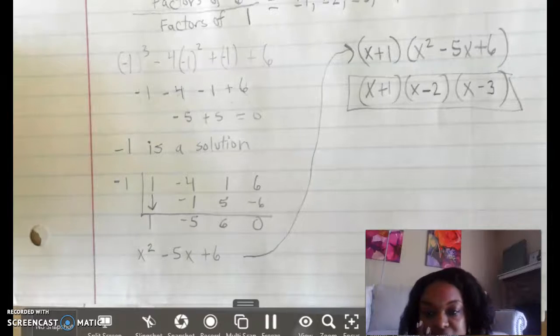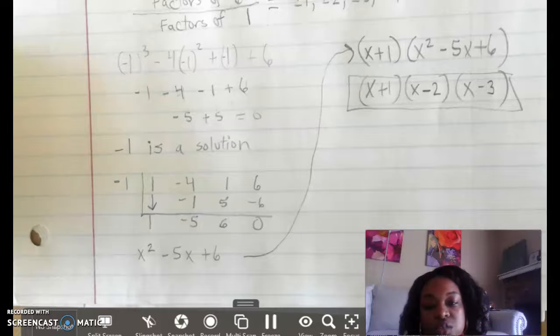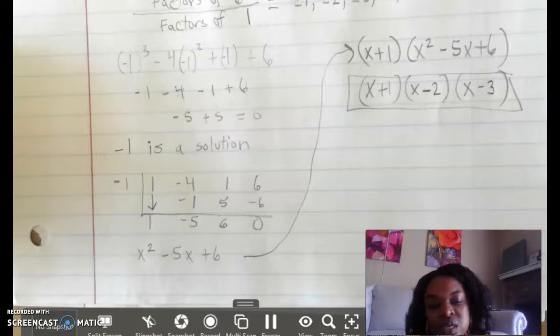So yes, it is a long process, but this is if none of the other methods work. So there is no special case or formula. Factoring by grouping doesn't work. This is the last resort. So if no other method of factoring works, then this is the process that we would go through to find the factors of a polynomial. You can rewind, rewatch this video, slow down, look over it, whatever you need to do. If you have any questions or concerns, let me know.